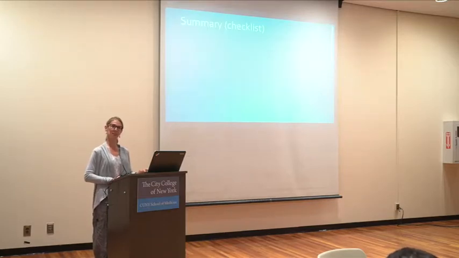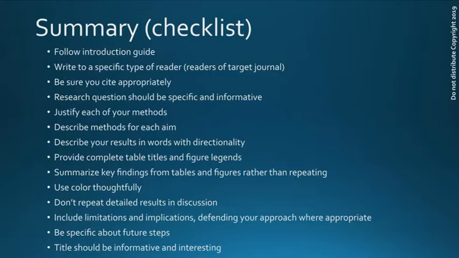So this is just a summary, sort of a checklist for you as you go through each section. Look at the introduction guide and think about the arguments you need to make in your introduction section. Be sure you're writing to a specific type of reader. Be sure you cite appropriately. Your research questions should be specific and informative. Justify each of your research methods. Describe methods for each one of your aims.